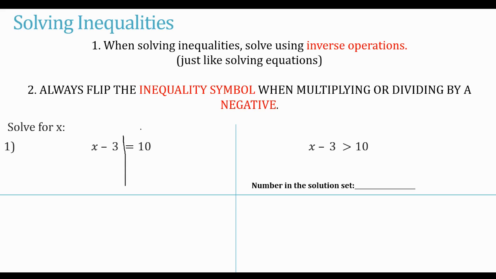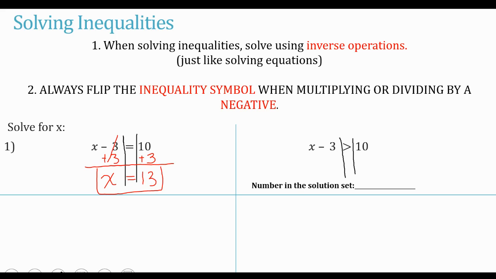Okay, train tracks. I'm going to do the same thing over here. I'm going to draw train tracks around that inequality symbol. So we're going to use inverse operations. The opposite of subtracting 3 is adding 3. So I'm going to add 3 to both sides. So that cancels, and we get x is equal to 10 plus 3, which is 13.